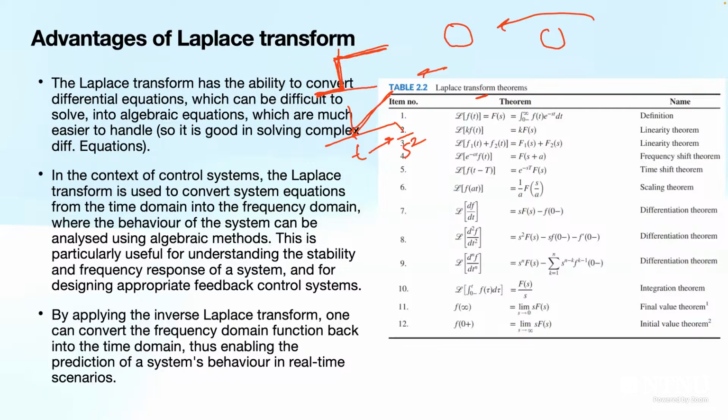So the advantage of the Laplace transform is that it has the ability to convert differential equations, which can be difficult to solve, into algebraic equations, which are much easier to handle. Sometimes you have very complex functions, and it's difficult to solve differential equations. So it is easy to just convert it into the S domain, where it becomes an algebraic equation, just a summation of components or multiplications. So it is easy to simplify and solve.